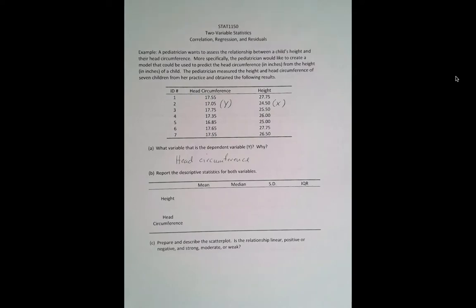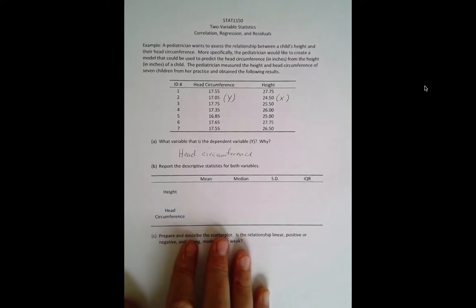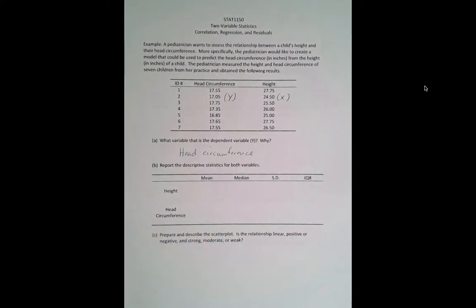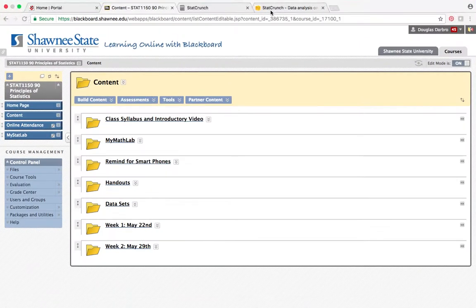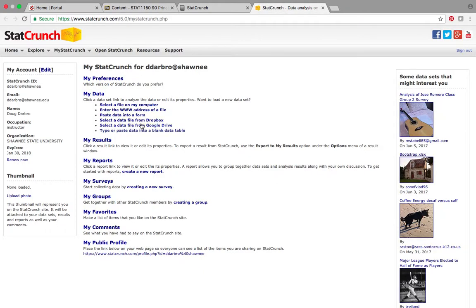Now report the descriptive statistics for both. Back in the very first or second video, I went through calculating each of these by hand, and I don't think that's too cool. Well, actually, I do think it's kind of cool, but if I'm going to find these things, I want to find them as quickly and as efficiently as possible. So what I am going to do is go to StatCrunch, and start a new data set.